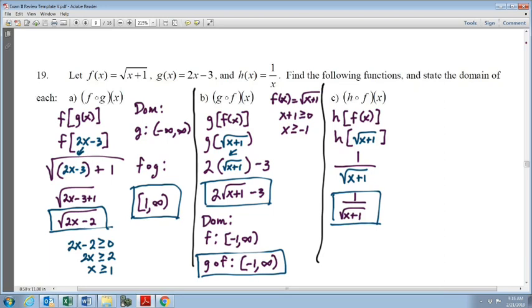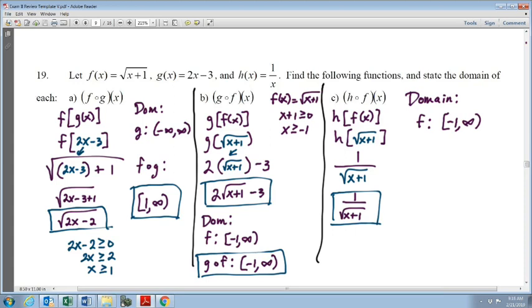So let's look at the inner function, f of x. So we're going to have x plus 1 greater or equal to 0. We know that's negative 1 to infinity. We already found that one. That was the same as what our inner function was on part B.